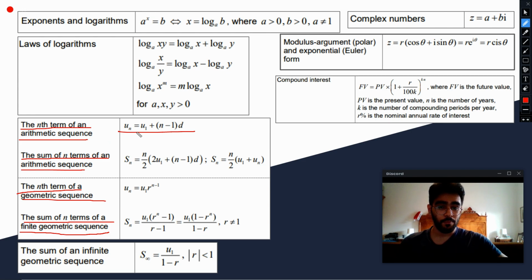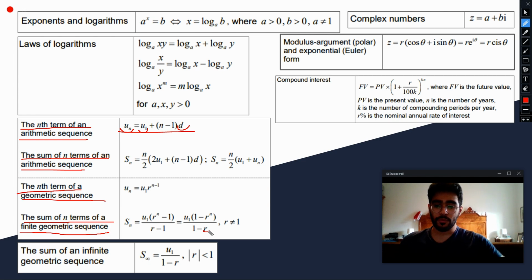For example, here, u1 means the first term, un means the term number n, d means the common difference, here r means the common ratio, and that's all. And if you are not sure if what you are doing is correct or not, do not be scared, do not panic. Just plug in everything that you know. Let's see if you can get something out of it. At least do some computation so that you can get partial marks.